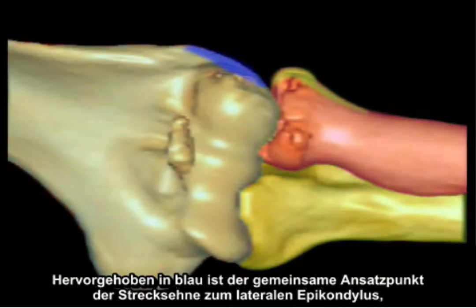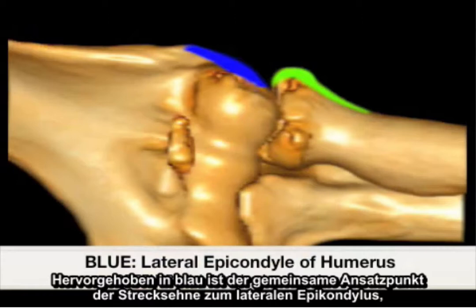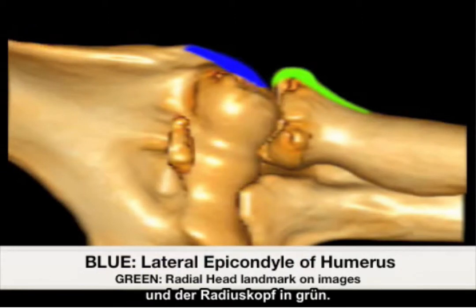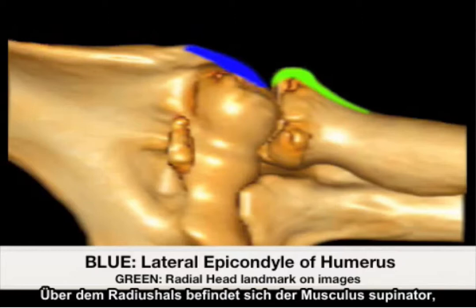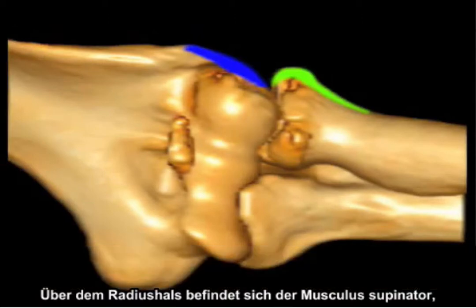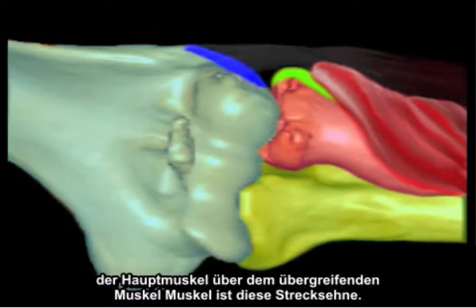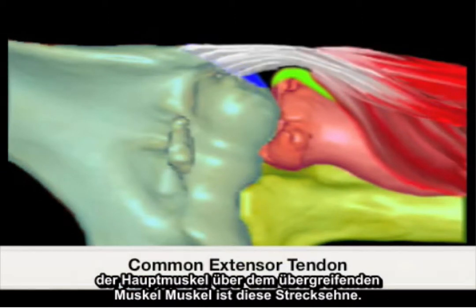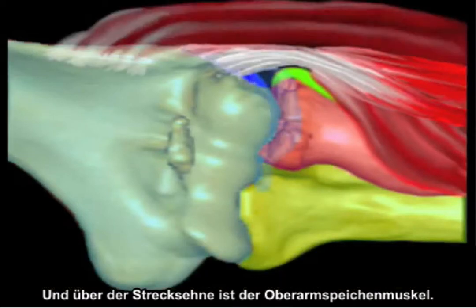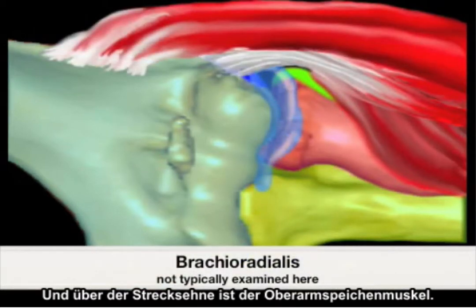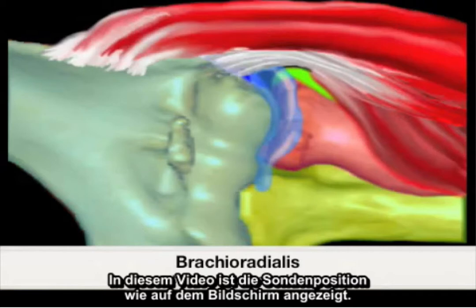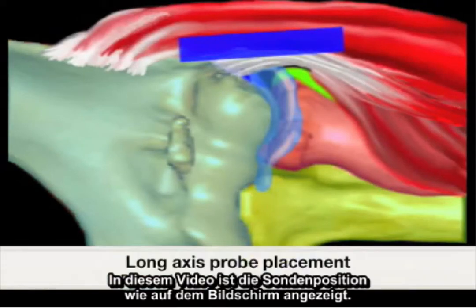Highlighted in blue is the common extensor tendon insertion to the lateral epicondyle, and in green is the radial head. Over the radial neck would be the supinator muscle. Over the supinator muscle would be the common extensor tendon, and then over the common extensor tendon would be the brachioradialis. In this clip, the probe position is as shown on the screen.